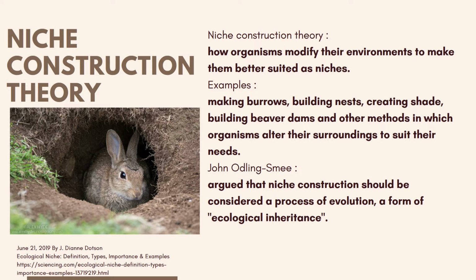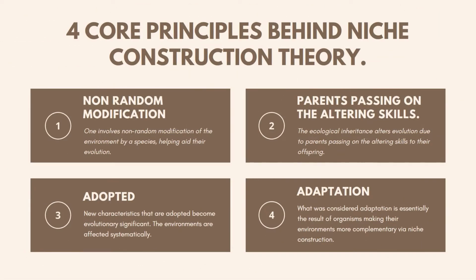There are four core principles behind niche construction theory. First, one involves non-random modification of the environment by a species, helping aid their evolution. Second, the ecological inheritance alters the evolution due to parents passing on the altering skills to their offspring. Third, new characteristics that are adopted become evolutionarily significant. The environments are affected systematically. Fourth, what was considered adaptation is essentially the result of organisms making their environments more complementary via niche construction.